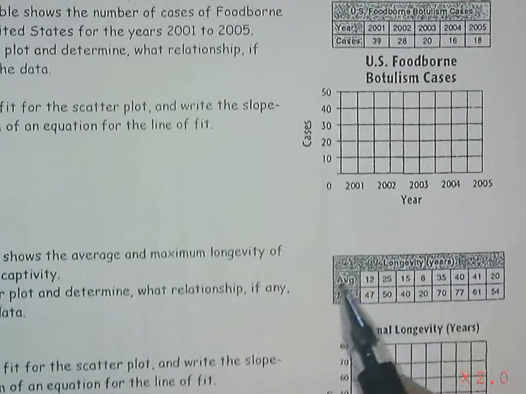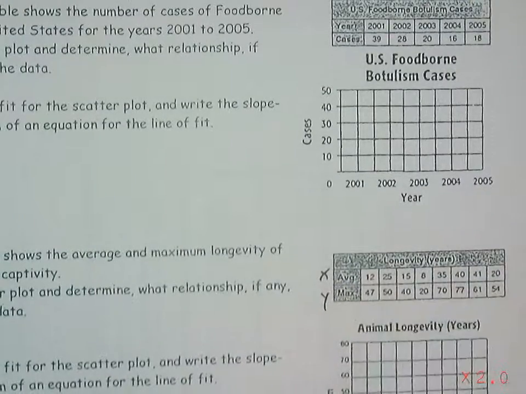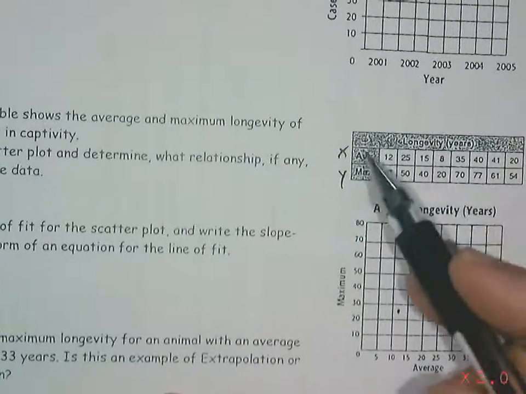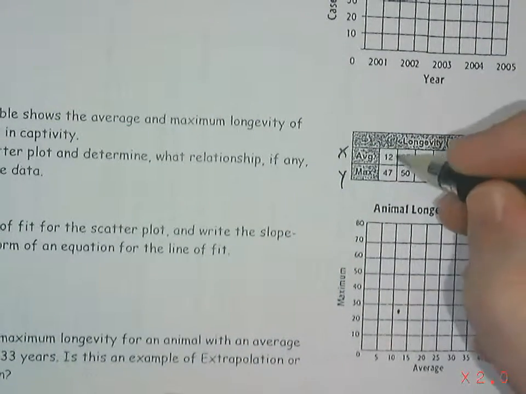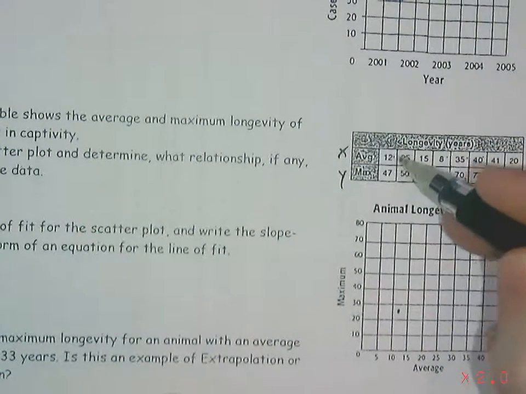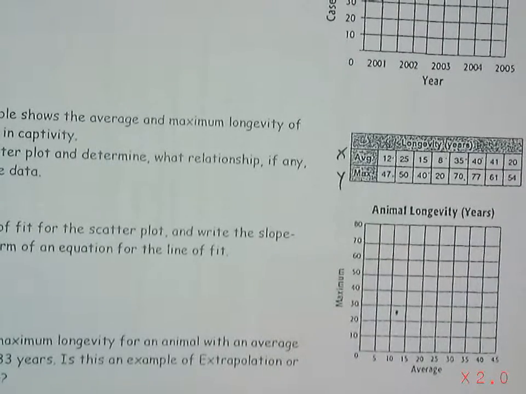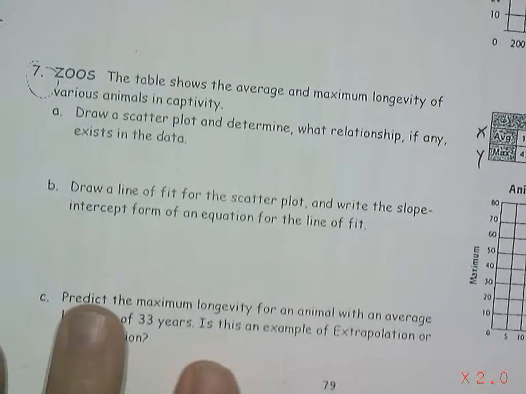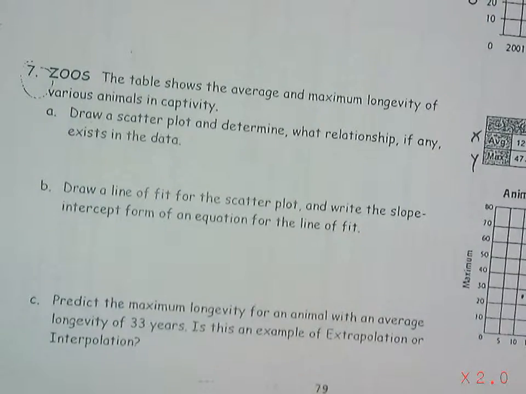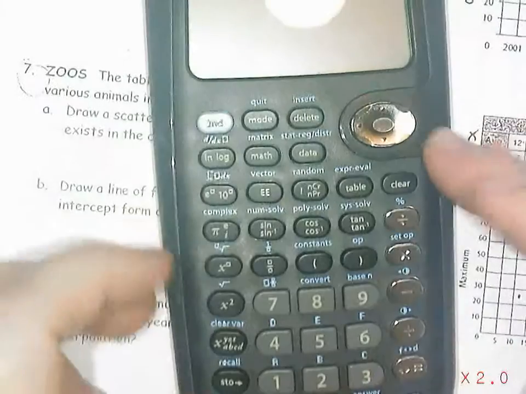But if you did, it's always X on top and then Y when it's sideways, right? So you'd go to like 12 and then up to 25 would be one piece of data. And then you do that for each point. Each of these go with each other, right? This would be the X coordinate, this would be the Y coordinate. That's important for when you're entering in the data. Okay? And then it wants me to draw a line of best fit and write the slope-intercept form of the equation for the line of best fit. So this is where we can do it on our calculator.